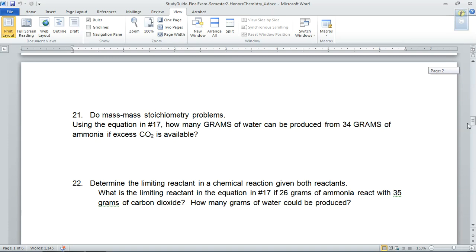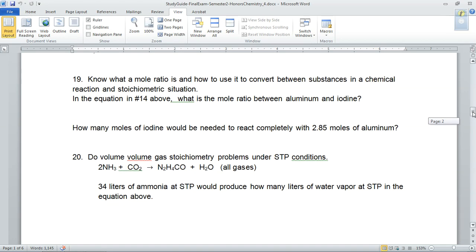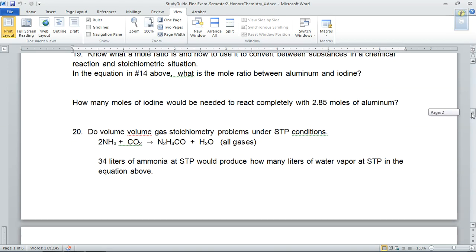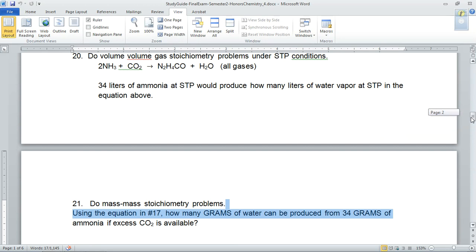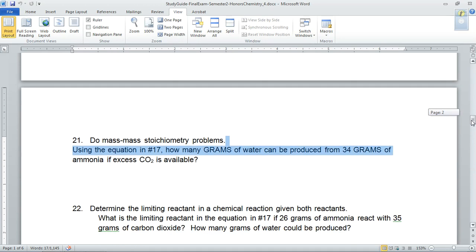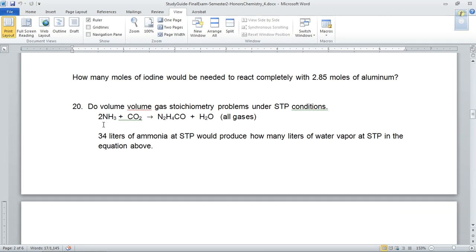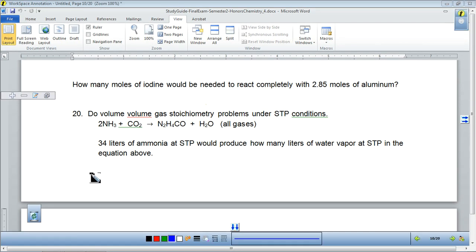So it said go get using the equation in number 17. They meant 14. So go get the equation. Oh, it is. It's in 20. Get this equation from number 20, and we're going to work this problem. We're going to do how many grams of water can be made from 34 grams of ammonia. So I'm going to come back up here. I'm going to take 34 grams of ammonia now, and I want to know how many grams of water.